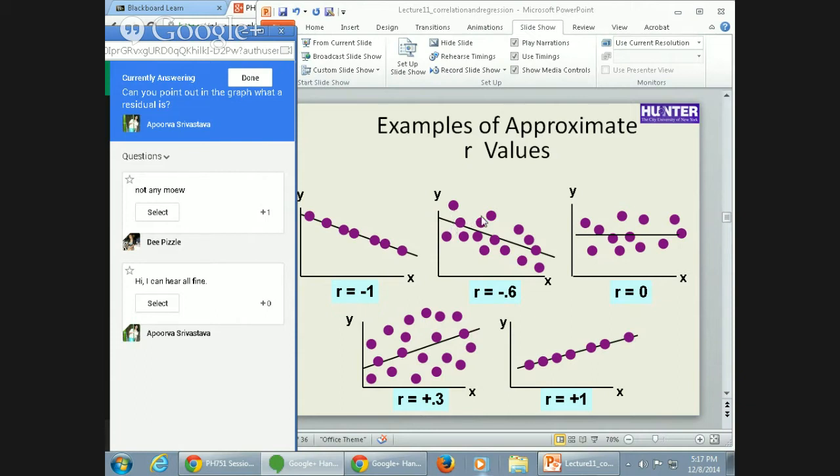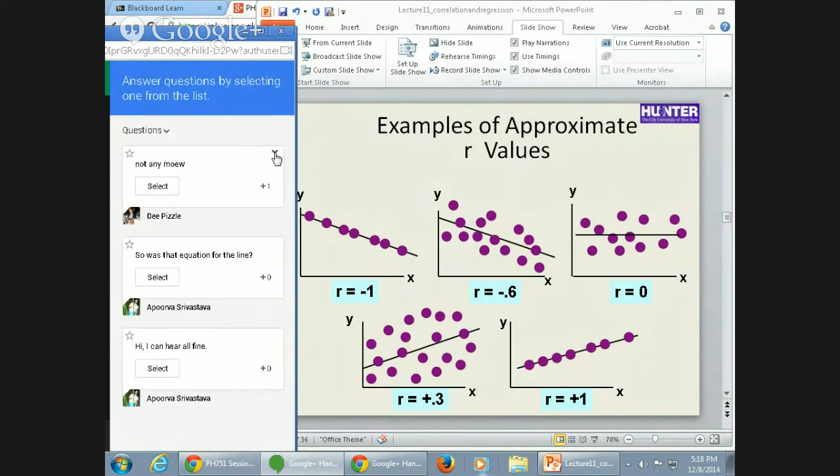And keep in mind, it's not just the distance from this line, like perpendicular to the line or something, it's the vertical distance. It's the same X value, right? So it's Y sub I, the value of Y that's observed, minus Y hat, or predicted Y for that value of X. That's the residual. Good question.